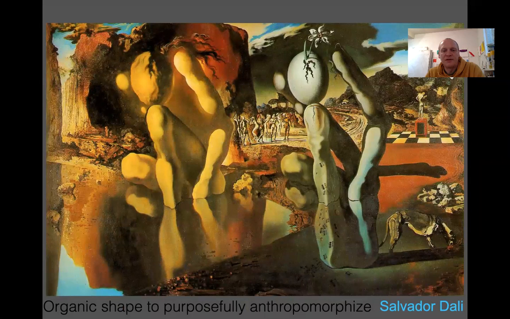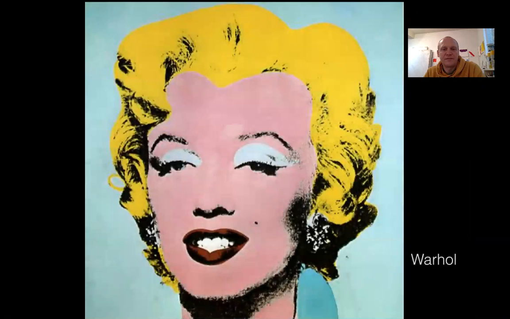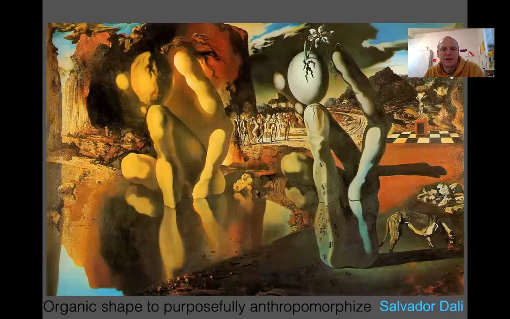Here's a Dali painting. So organic shapes used to purposefully anthropomorphize here. Organic shapes used to try to make these both look like figures. Of course, there's all kinds of stuff happening in this painting. But something Dali played with a lot is organic shapes to make things look skewed and surreal, of course.